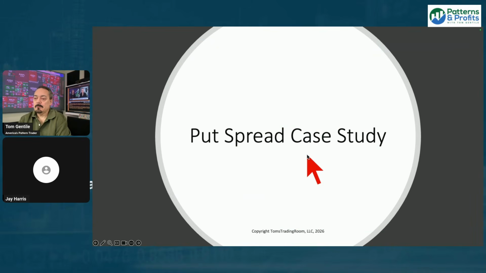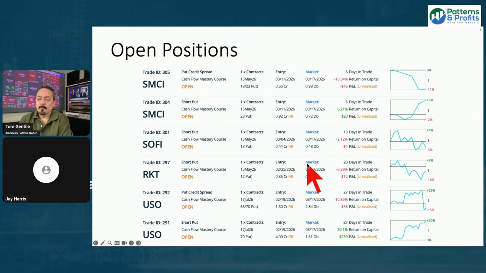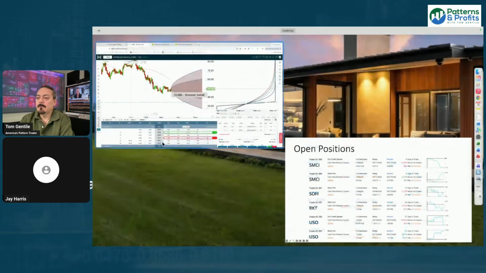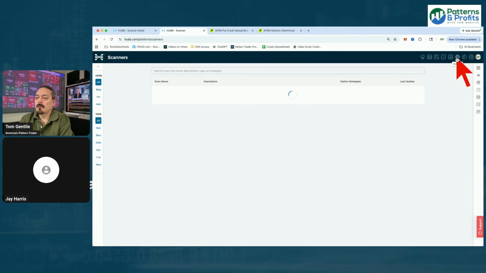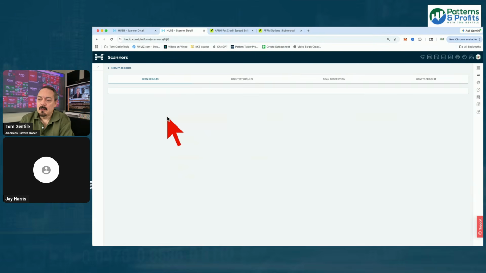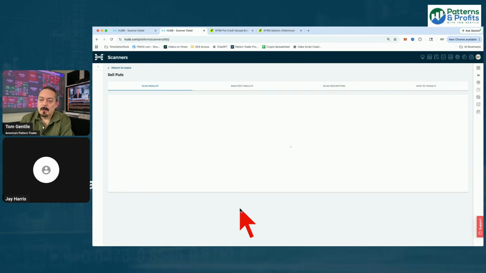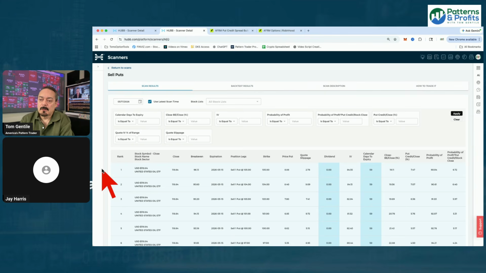All right, we've done our put spread case study. Before I get to open positions, these are open positions we've done in the Cash Flow Mastery course. I want to hold here for a second. I want to go back to the scanner one more time and show you, when we go into scan, we go into the sell put scan. And I mentioned this in week 2 and week 3.